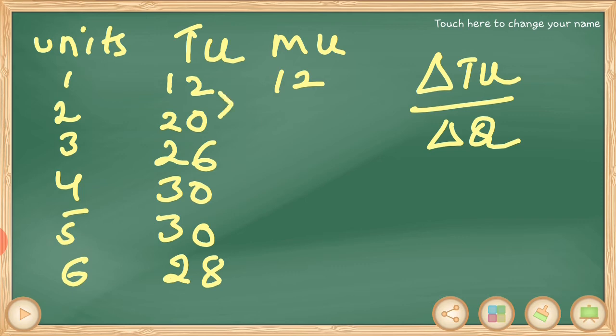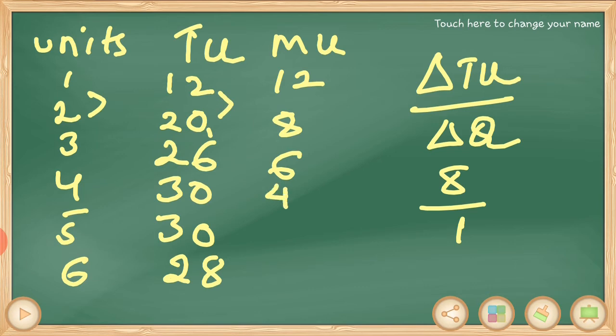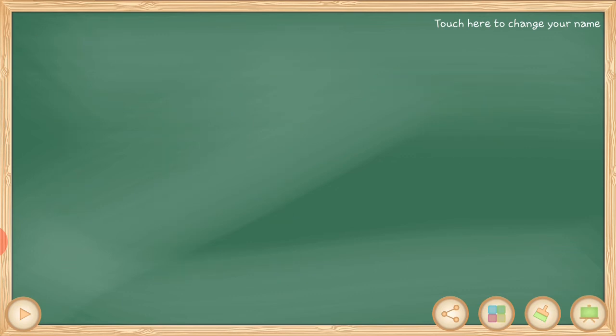What is the change here? 8. What is the change here? 8 divided by 1, that is equal to 8. So the second one, 6 divided by 1. So it is 6, the difference here is 4, and 0, then minus 2. So in this way we will calculate marginal utility. Let us try to calculate total utility. We will take the same example.